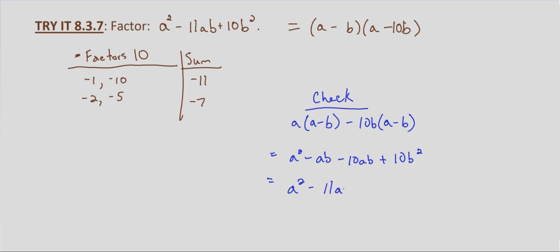which equals a squared minus 11ab plus 10b squared, which is the expression that we originally started out with. So we know that this is the correct factorization of a squared minus 11ab plus 10b squared.